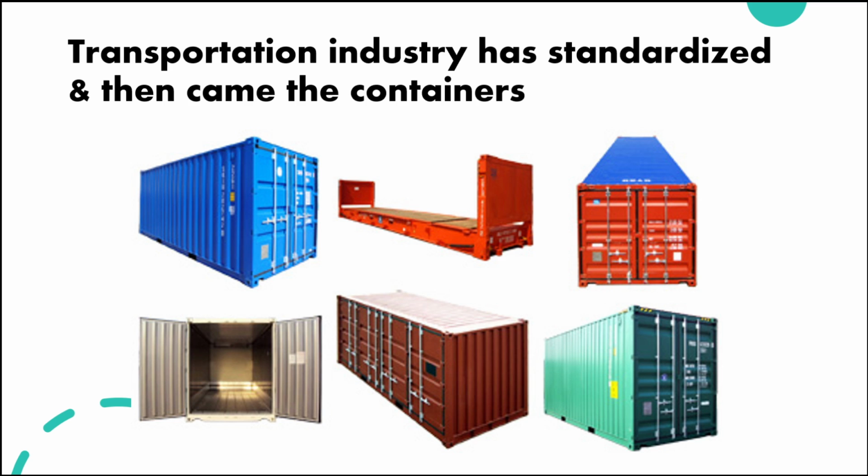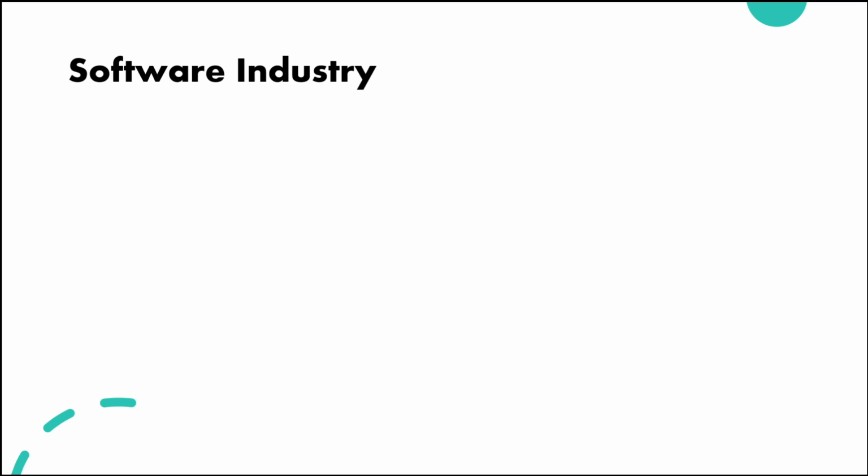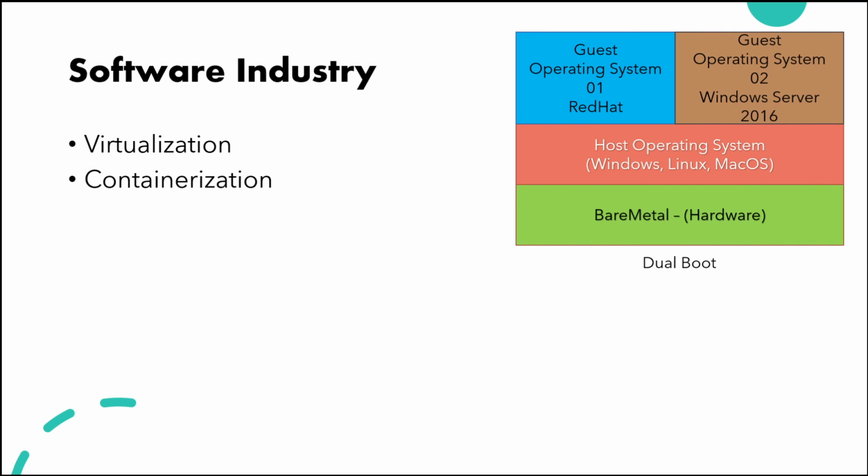You might be thinking that I'm going to explain this content. No, not at all. Let's talk about software terminology, the software industry. Here you have virtualization and containerization. Let me talk about virtualization. Virtualization is a technology used for running multiple operating systems on one single host operating system. Let me give one example.